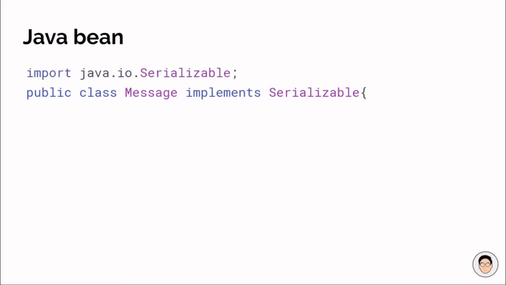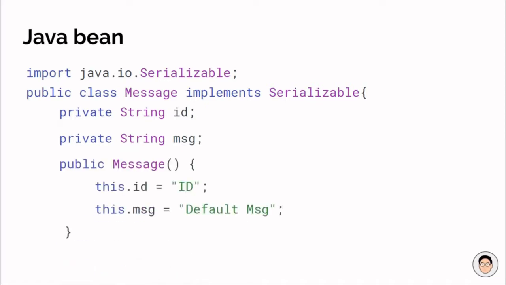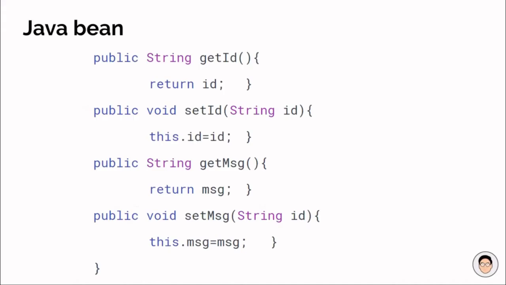The second rule says all the fields or instance variables should be private. The third rule says it should have a no-argument constructor. And the fourth rule says it should have getter and setter methods for each and every field or instance variable.